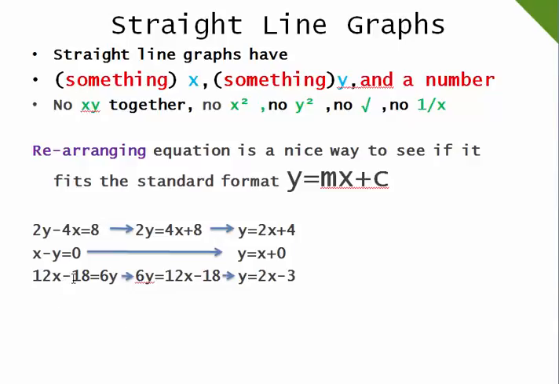12x minus 18 equals 6y. Try and bring the 6y onto the left hand side, and that becomes 6y equals 12x minus 18. Divide through by 6 to get y by itself. We get y equals 2x minus 3, which fits this form y equals mx plus c.